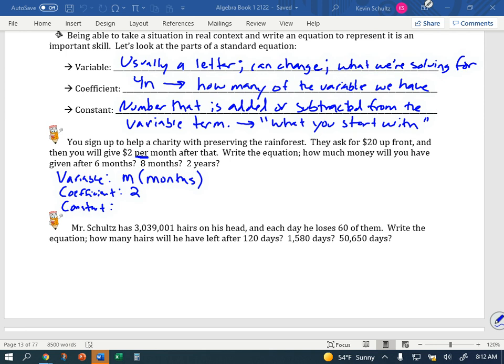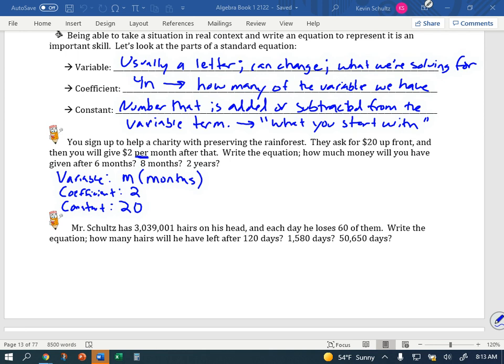Crinkle. Can I say what the constant is? Please. It's $20. Okay? It's what you start with, right? You give $20 up front, and that $20 is given whether you're a member for a month or 10 years or 43 million days, right? 2 days. Okay, or 2 days, yeah, right? That 20 is gone, it's spent, it's upfront, it doesn't change.